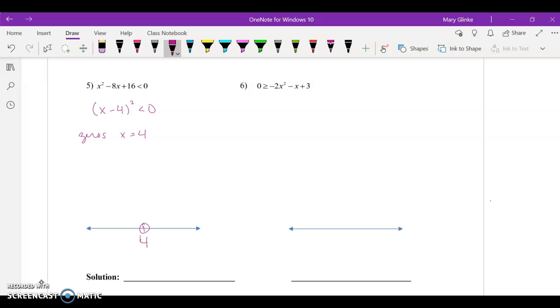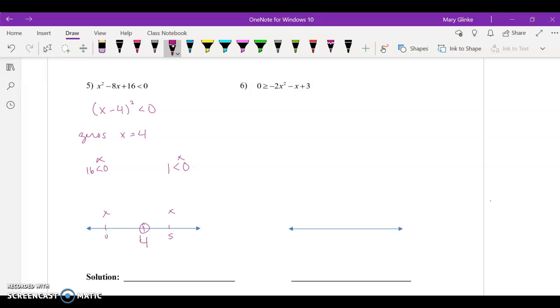So we have two different intervals to test. So we can imagine plugging in 0. We get 16 is less than 0. That is not true. You can imagine plugging in 5. We get 25 minus 40 plus 16. That would give us 1 is less than 0. This is not true either.